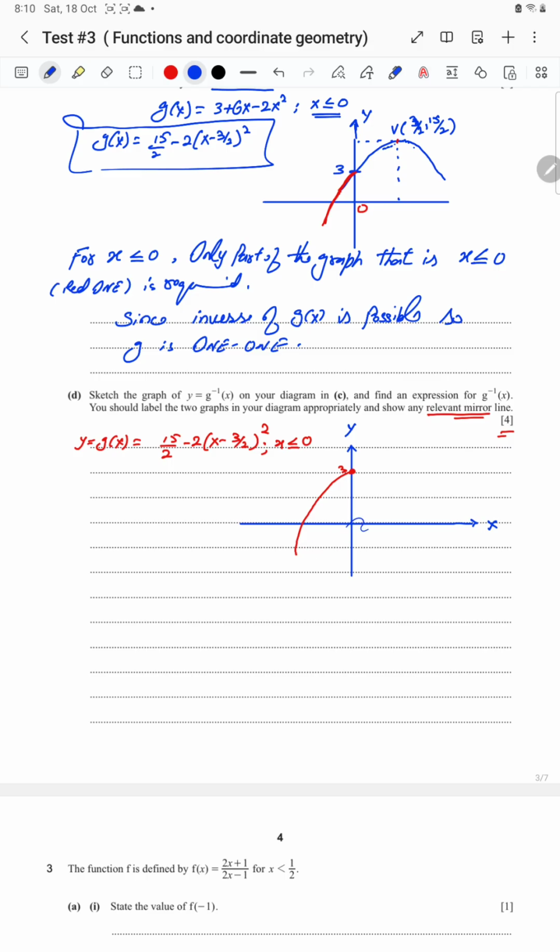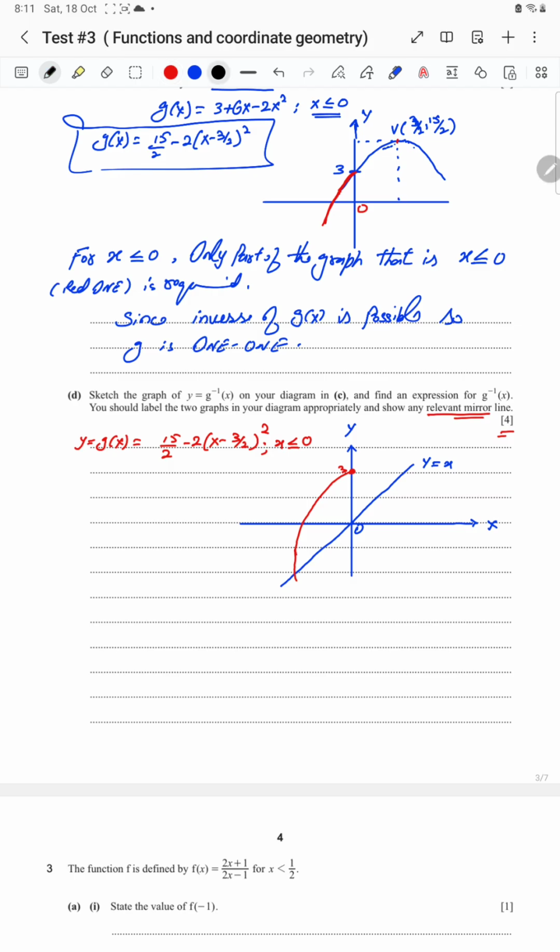f of x and g of x, that is, the mirror line for a function and its inverse is always a line which is y equal to x. This must be the mirror line for all cases whenever you have to draw a function and its inverse on the same diagram. There will always be a mirror line, that must be y equal to x. So that is the mirror line, the blue one, I drew it.